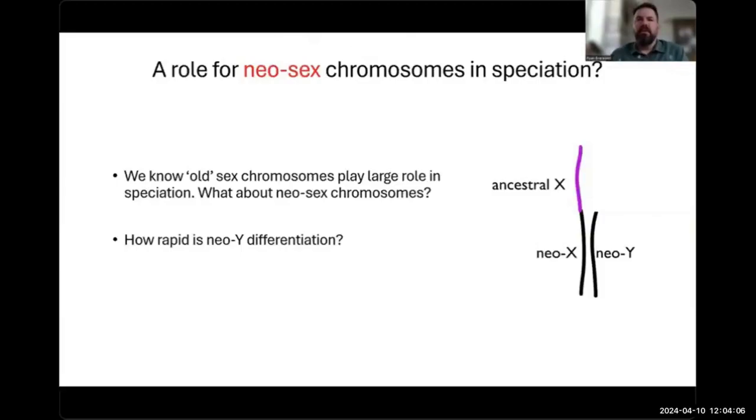So one of the things that we don't know very much about is if neosex chromosomes could play a role in speciation. So we know the old sex chromosomes do, but we don't know much about the neosex chromosomes. We also don't really know how rapidly neo-Y chromosomes can differentiate and if this differentiation could lead to reproductive incompatibilities.